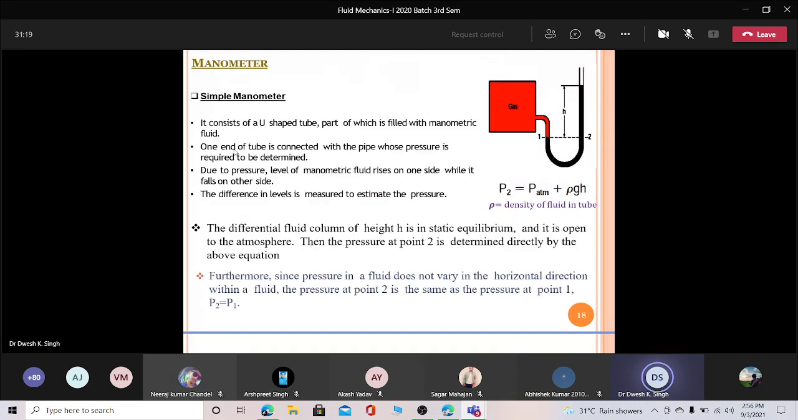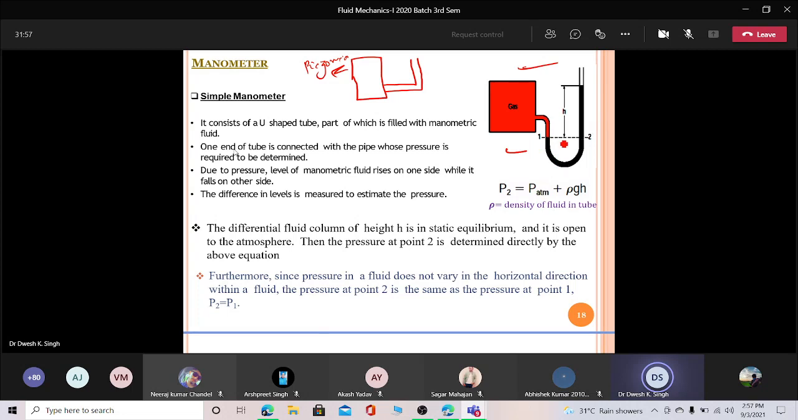Okay, let me show you the picture. It is better to discuss with the picture. This figure is the manometer. So you can see here, what is the difference between the piezometer and the manometer? What was the shape of the piezometer? It is like this. This is your piezometer, and this is your manometer. Now you can see here the concept is the same.